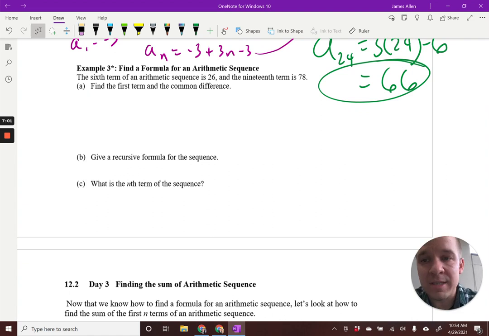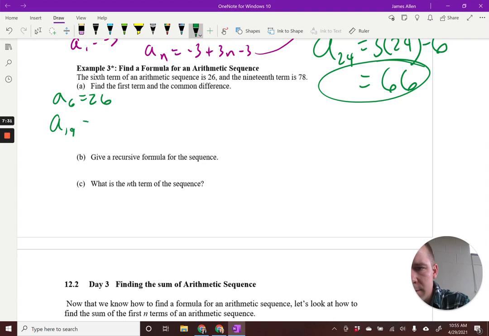All right, find a formula for an arithmetic sequence. This is kind of interesting. The 6th term of an arithmetic sequence is 26. And the 19th term is 78. Find the first term and the common difference. Okay. Take a deep breath here. So the 6th term is 26. So a sub 6 is 26. And the 19th, that's 78. Okay. So how much is it changing each time?